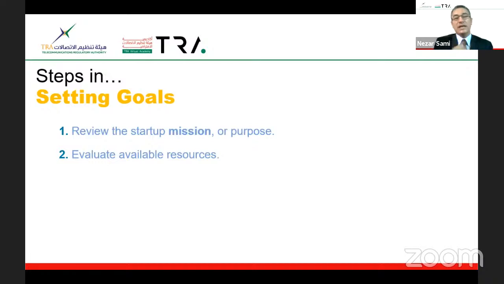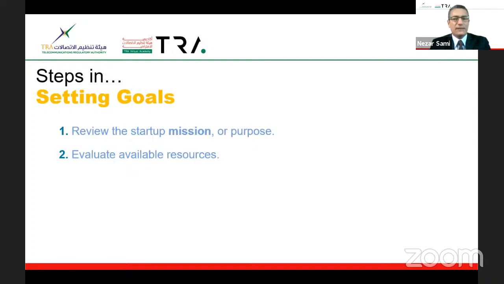Then check the available resources. What are the available resources that we have? Oh, we wrote that in the business model. Yes, exactly, you wrote it in the business model. It's a snapshot. But now we are going down to earth, from the bird's-eye view to walking in the street. So review the available existing resources.